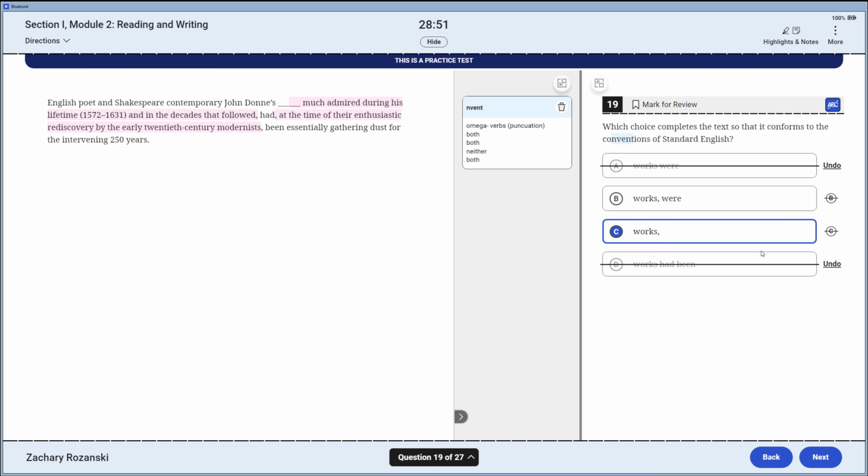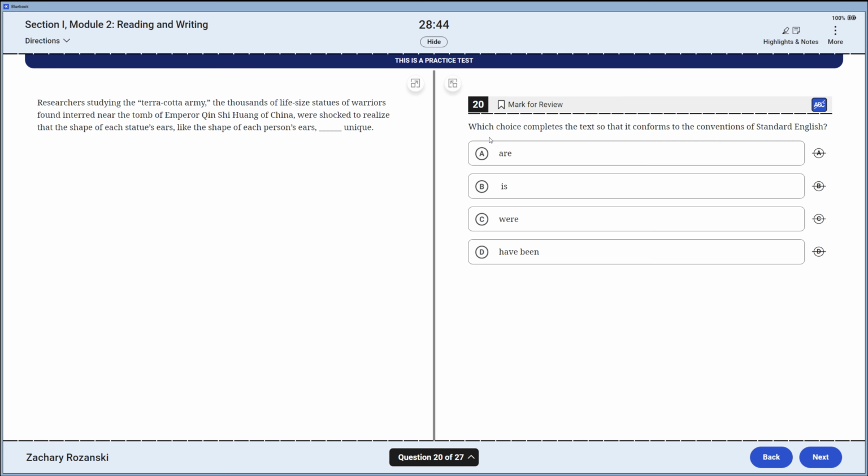A and D would both make two verbs in one clause without a coordinating conjunction to link them. Verbs that tell me when I'm describing there. And then B would separate the subject from the verb with a long comma, which would be disgusting.